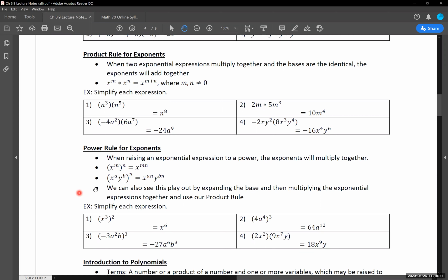So I will show an example of this, but we can also see this played out when we are expanding out the base of an exponent and then bringing everything together. So the power rule is basically an expansion on the product rule. And it gives us some quick ways of going through and speeding up the process, as it were, for going through these.